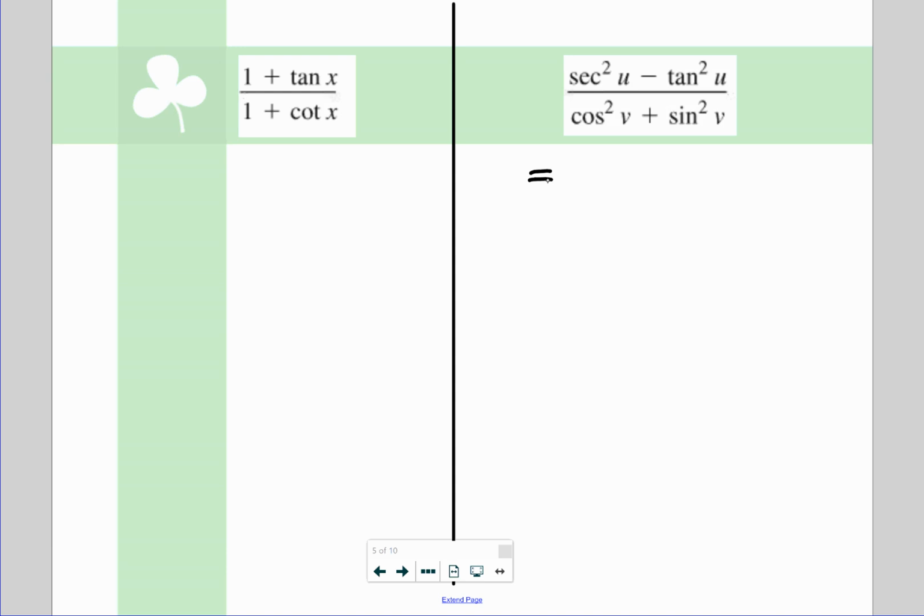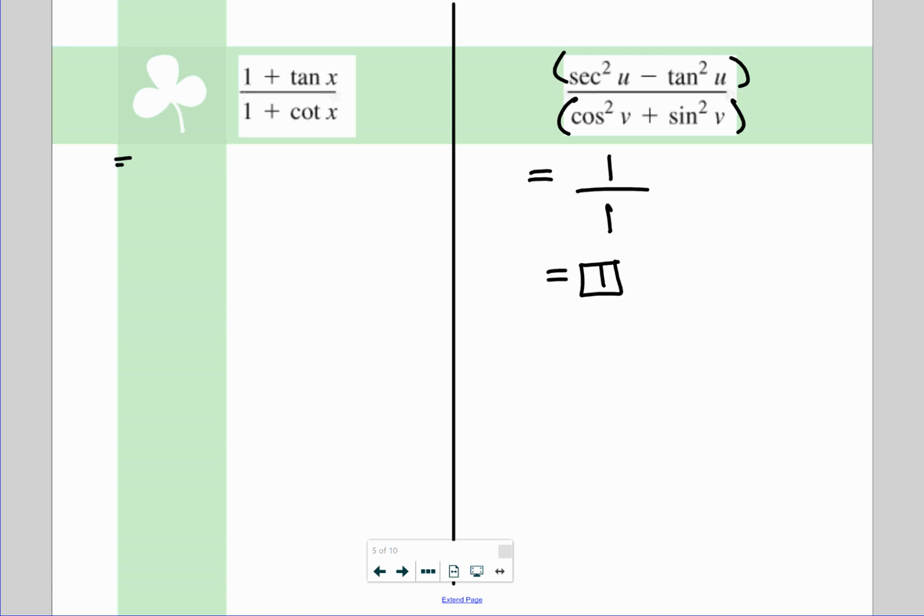Lots of different trig functions here. So I would look at my identities and see if any of those are going to be helpful. What do you see? Secant squared minus tangent squared equals 1. Yeah, and as long as they're the same angle, which they are, we can use that identity. So secant squared minus tangent squared, the numerator is just 1. What about the denominator? Cosine squared plus sine squared. That's also 1. 1 divided by 1 is? Final answer. See, that wasn't too bad.